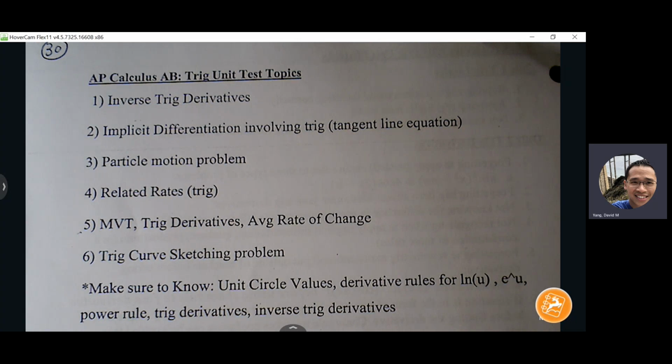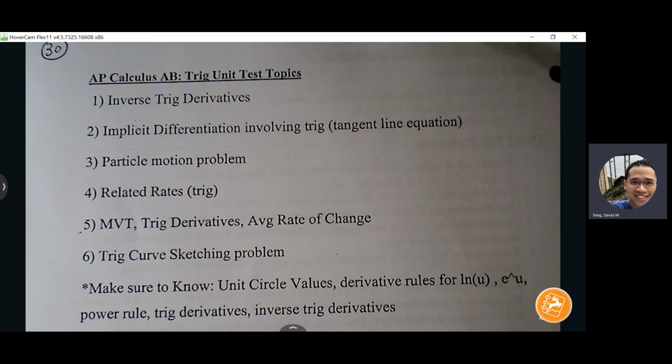Second is implicit differentiation involving trig. So finding a tangent equation. You know that you have implicit differentiation whenever you have variable y inserted into the equation, right? If it's not y equals, then there's going to be implicit going on. Particle motion problem involving trig. We will brush up on that either today or tomorrow. Related rates trig. We'll do one of those today. Or actually, we may not get to it today. We may get to it tomorrow.